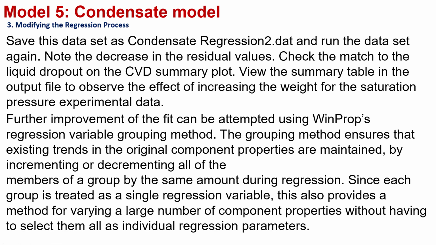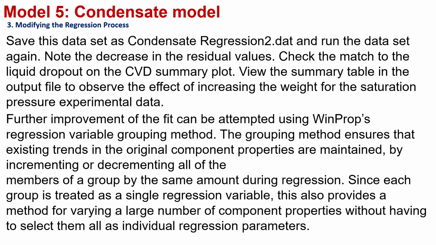So I would like to make a note here. After you save this dataset as condensate regression 2.dat, run the dataset again. Note the decrease in the residual value. You check the match of the liquid dropout on the CVD summary plot. At the same time, you view the summary table in the output file to observe the effects of increasing the weight for the saturation ratio of experimental data.